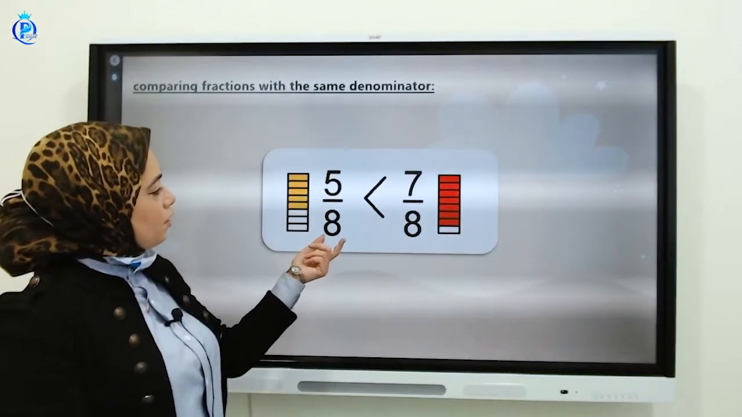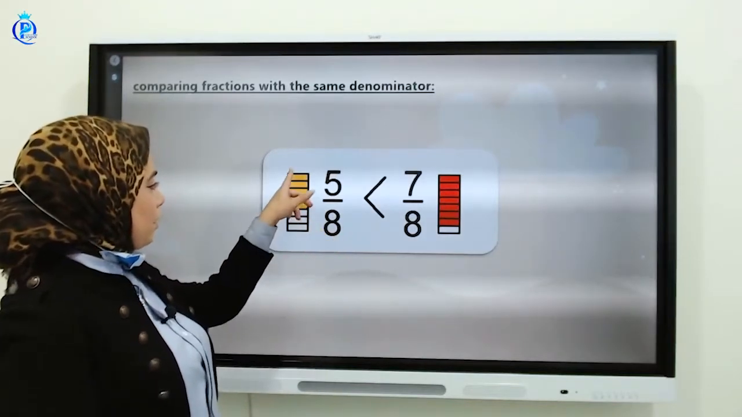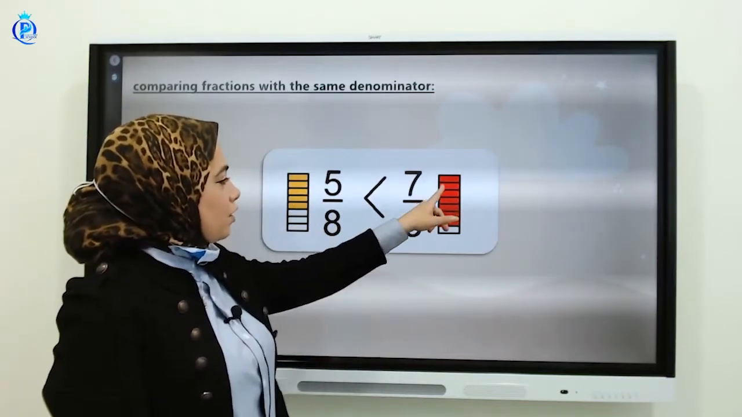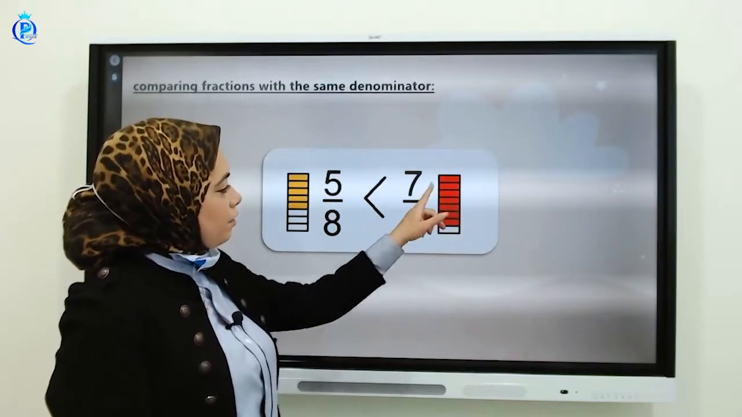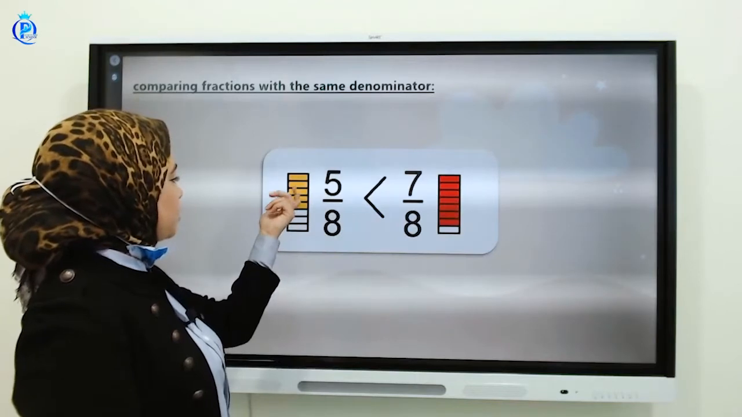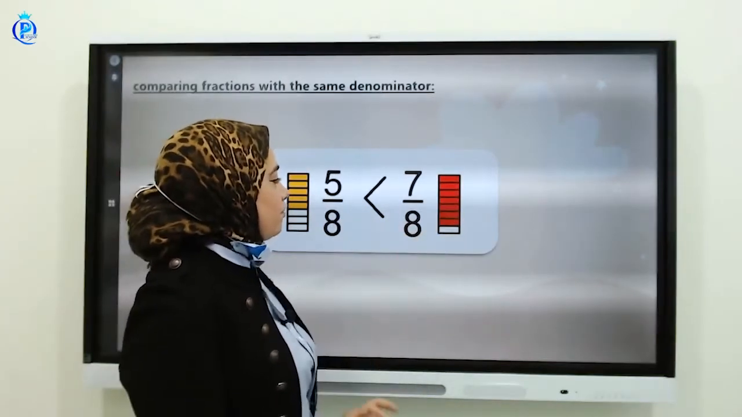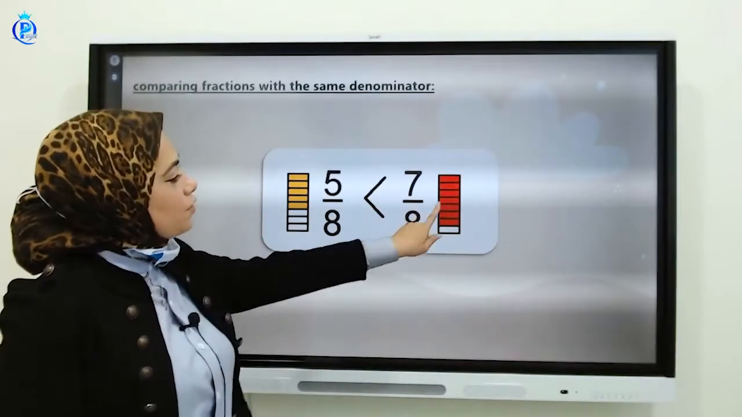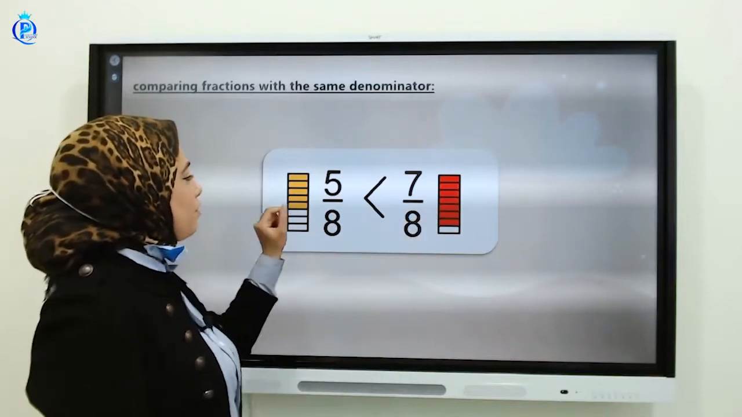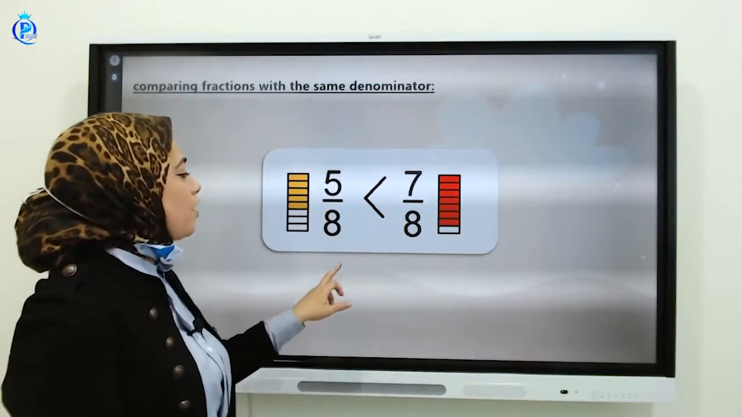Look at this denominator. I have 8 here in the denominator, so I cut this bar into 8 parts. I have 5 over 8, so I shade 5 of 8. Here I shade 7 of 8. Which is bigger, the red color or the yellow color? The red color is bigger than the yellow color. So 7/8 is greater than 5/8.